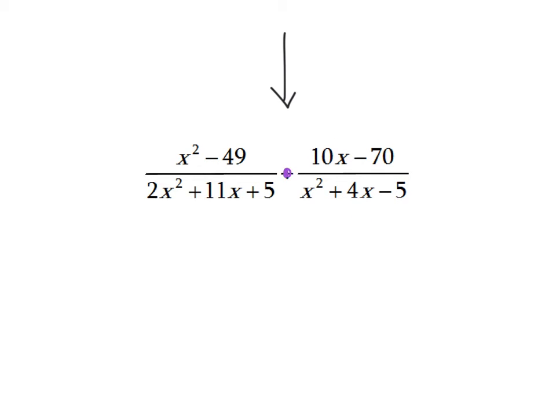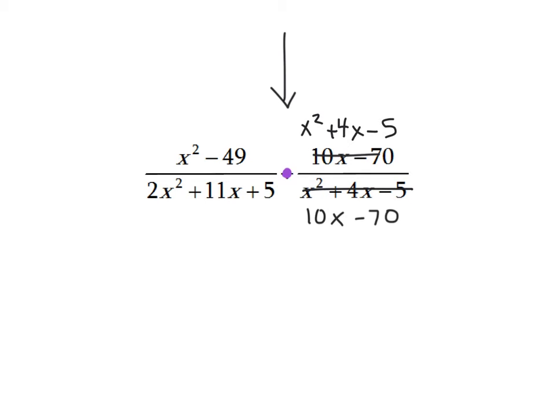I'm going to change this to multiplication, and I'm going to move these two things to get the reciprocal. So 10x minus 70 and x squared plus 4x minus 5. Now we're ready to multiply just like we did on the previous example.